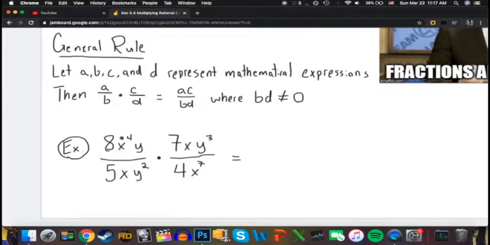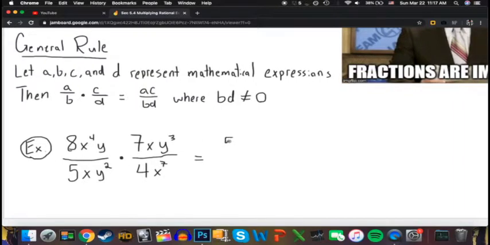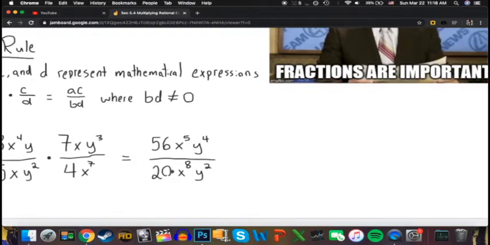So if I multiply the two numbers together on the top, we get 56. If I multiply x to the 4th with x, that's just going to be x to the 5th. If you recall from chapter 3, when you use your properties of exponents, multiplying means you're just going to add the powers together, and that same mechanic is going to be applied to when we multiply the y's. And now we can just focus on the denominator, same sort of process as before. So we get 20, then x to the 8th, and then y to the 2nd, because there's no other y term that we have here.